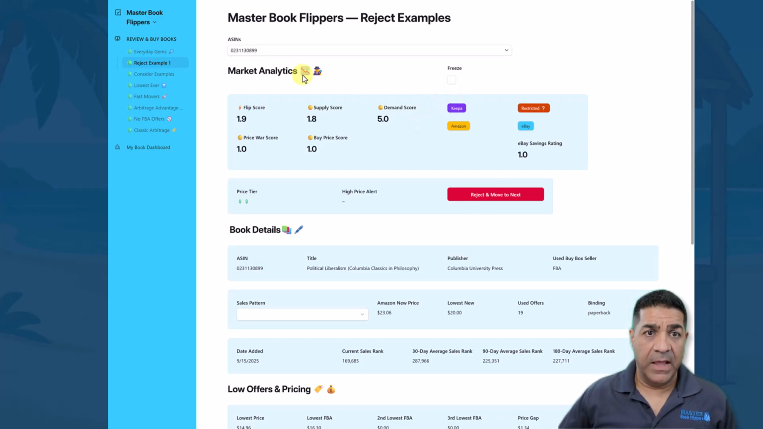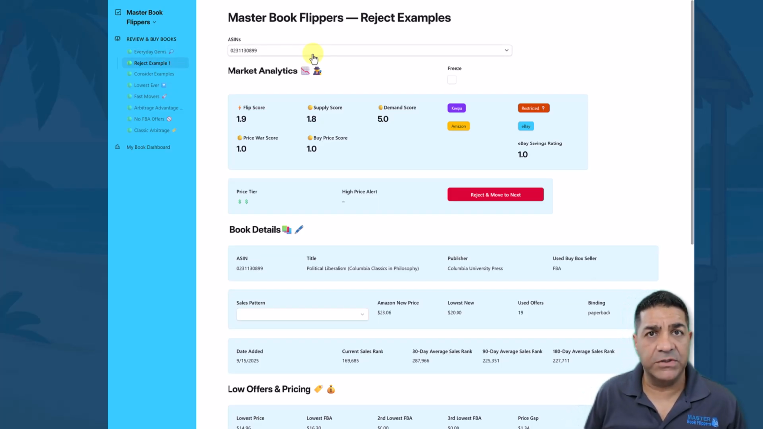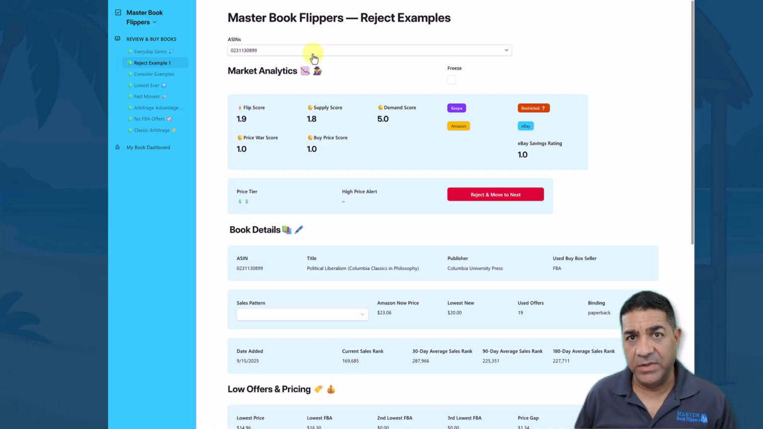Okay, so I'm going to give you a few examples. These first few examples are going to be rejects that you're going to reject. You're going to look at the Keepa chart and you're going to want to reject immediately.